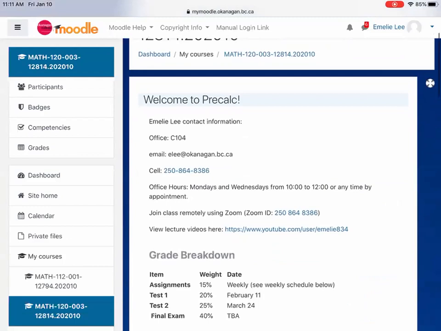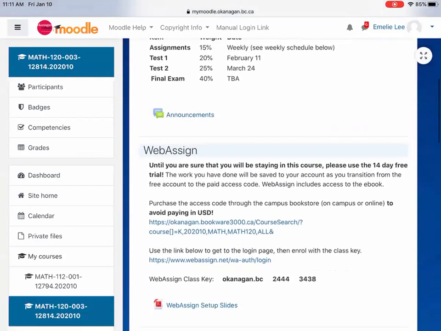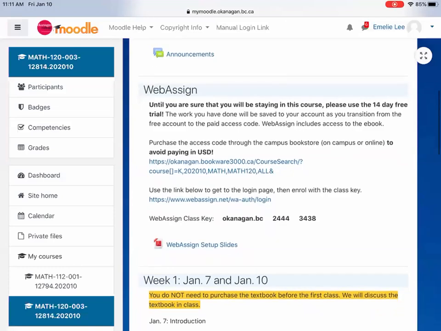Anyways, so here's all that information that we talked about last day. And the test dates. I made a designated WebAssign section on here with all your login information. Remember, you get the 14-day free trial to try it out, or if you want to, you can just go out and buy the access code.